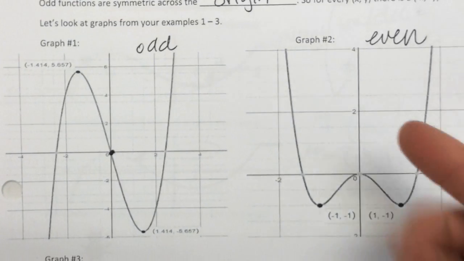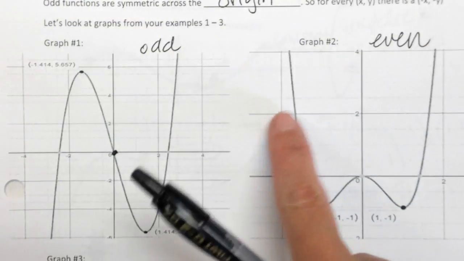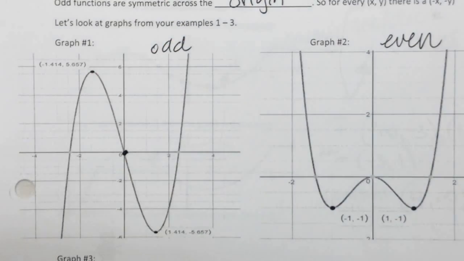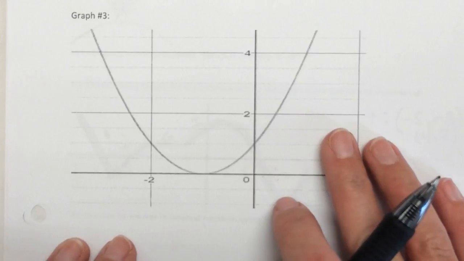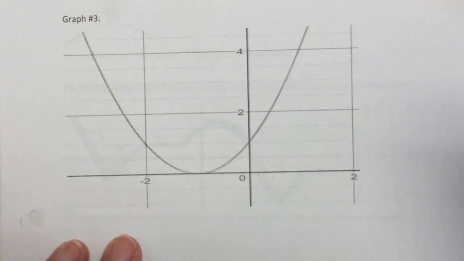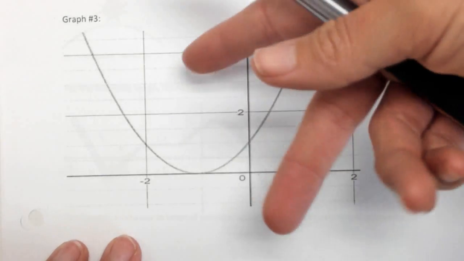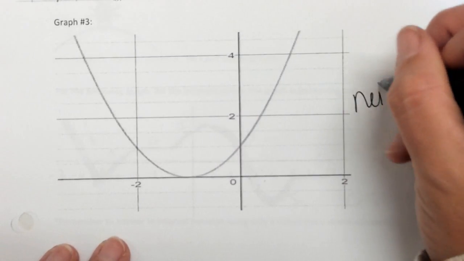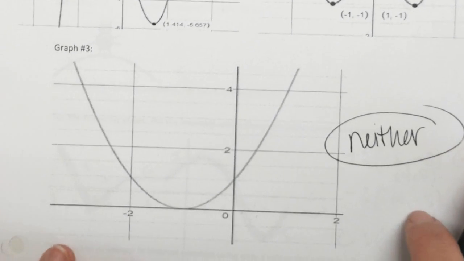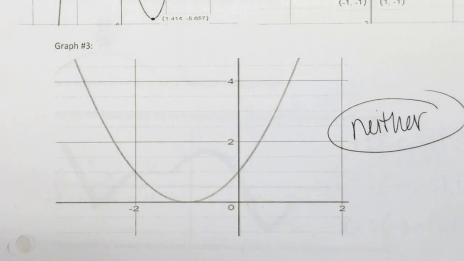So again, even flips across the y-axis. Odd flips across the origin. What about this one? Neither, because could I flip it across the y-axis? No. And could I flip it across the origin and it'd be the same thing? No. So you can check it by just looking at the graphs. Any questions about that? So like they line up. Yes. Like a mirror.